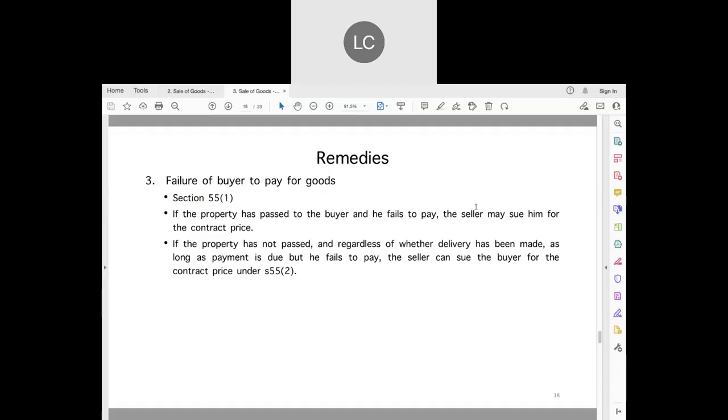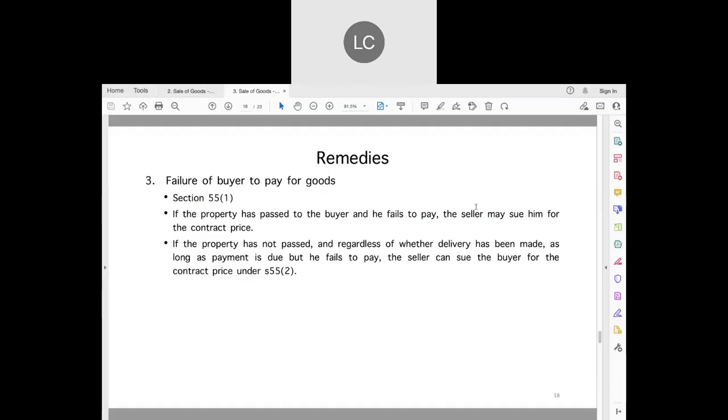Just like the example of Obama and Trump just now, if the property or ownership of the Honda Civic has passed from Obama to Trump and Trump wrongfully refuses to pay, Obama can sue for 70,000 ringgit, the contract price, instead of the differential sum. So in essence, under 55(1), if the property has passed to the buyer and he fails to pay, the seller may sue for the contract price.